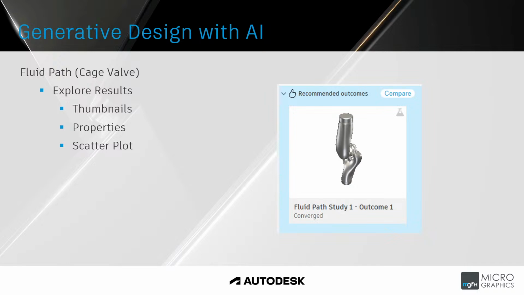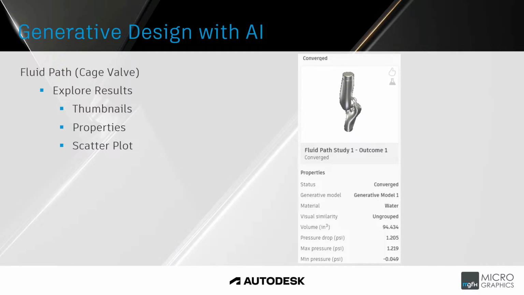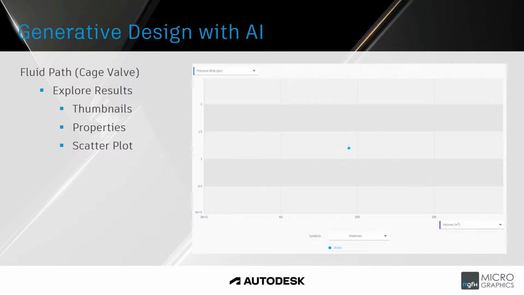And so we see here that we get the same previews. We can look at it as a thumbnail, so we can just see generally the shape. We can look at it with the thumbnail and properties, so we can see the properties. We can see the pressure drop, the volume, the maximum pressure, various information there in the properties. Or we can view our outcomes once again on a scatter plot. In this case, I only had one outcome for this. I didn't have multiple studies or multiple options to look at. We're just having a look there at the single outcome. In this case, we're looking at pressure drop on the vertical axis and volume on the horizontal axis.